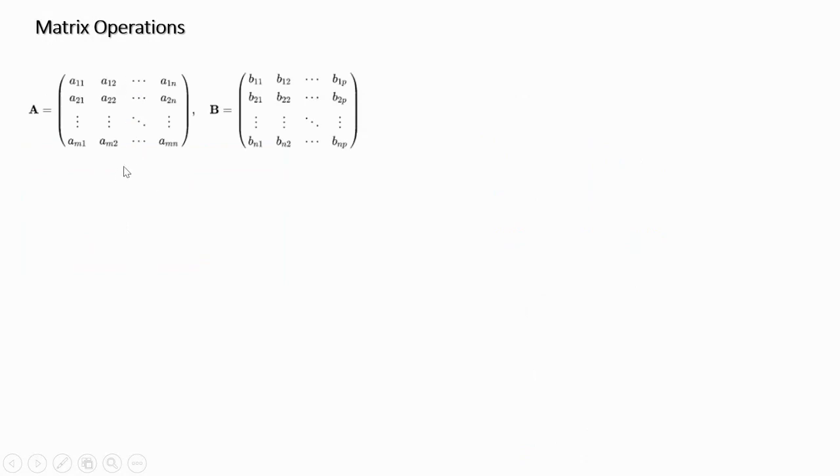Okay. Now here comes matrix operations. Okay, now, again, this is matrix A and matrix B. So in order to add or subtract matrices, the matrices must be the same size. If they're not the same size, you cannot do the operation. Okay. So for example, matrix A plus matrix B.